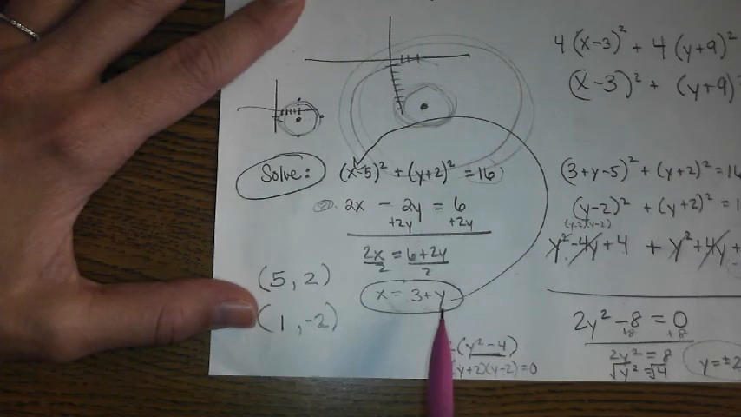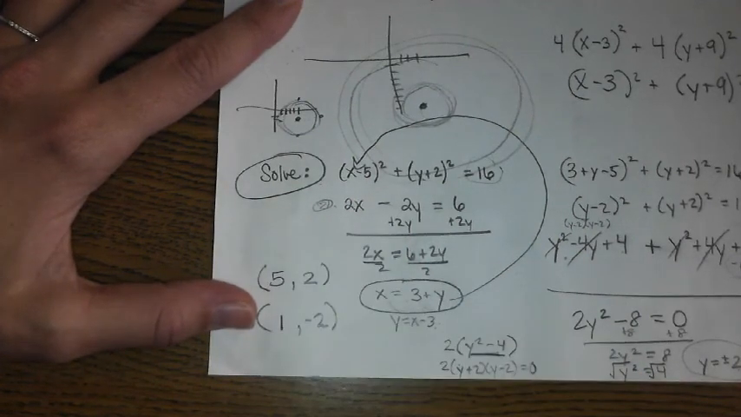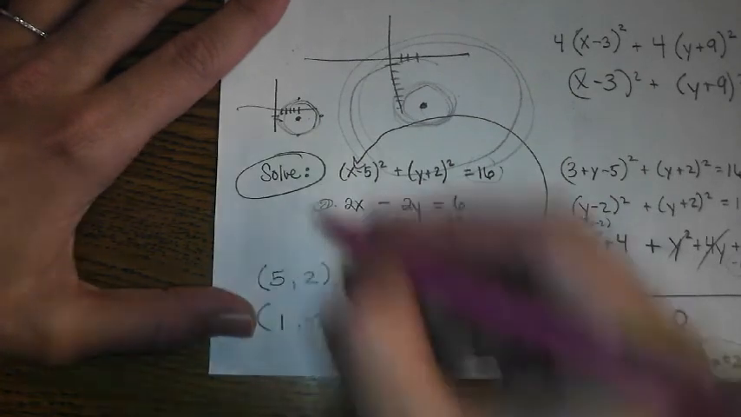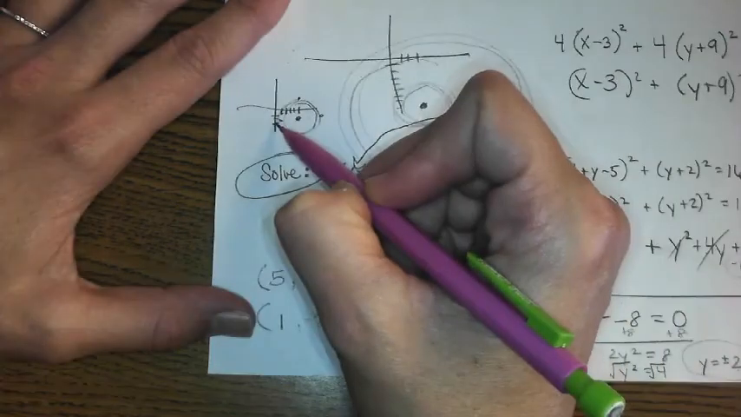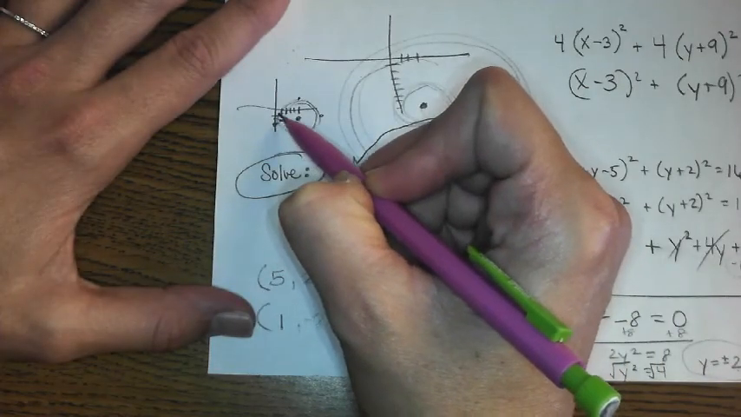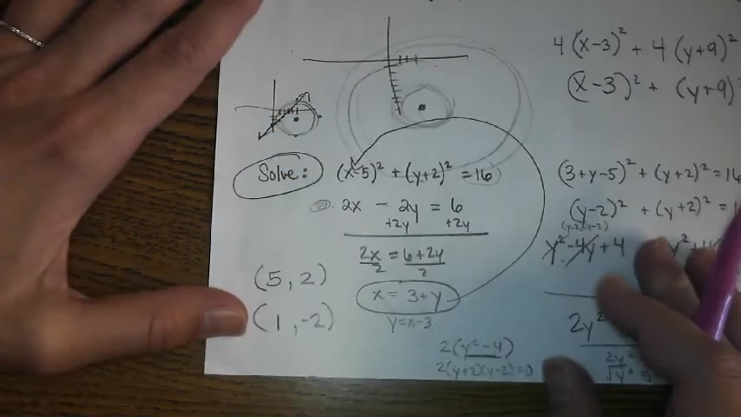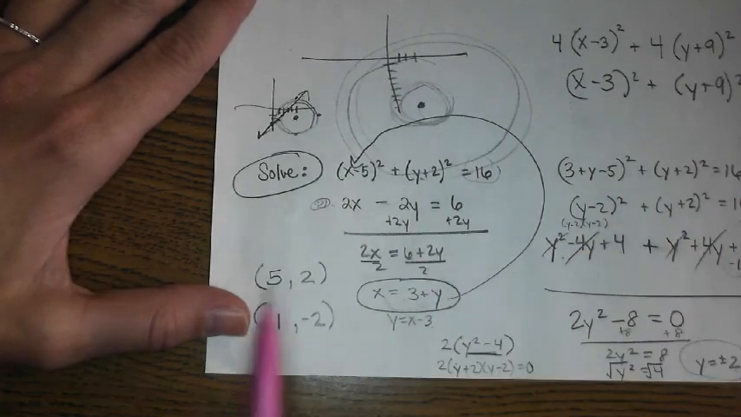My line, you don't usually graph lines from this format, do you? What do you solve for? So y equals x minus 3. Is that fair? What's the y-intercept? Negative 3. And what's the slope? Up 1 over 1, up 1 over 1, up 1 over 1. And do you see how the line is going through the circle twice? Hence our 2 points as our solutions.